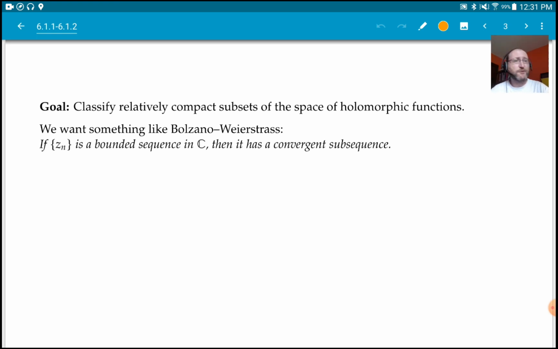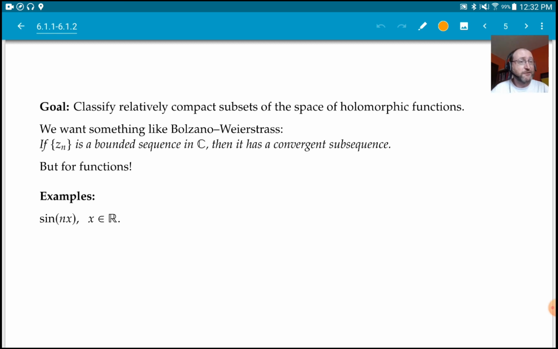Bolzano-Weierstrass works, I mean, it works more than just in C. It works in Rn, but basically this idea that suppose I have a bounded sequence in C, then there is a convergent subsequence, and we've used this before. But of course, this is for numbers. So we're not going to get anything like that for functions. We're going to get something like that for holomorphic functions, but you have to be a little bit more careful.